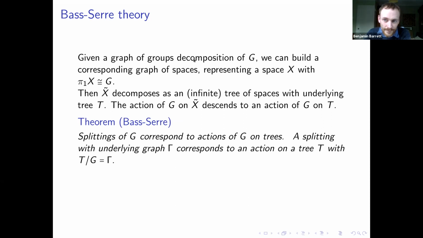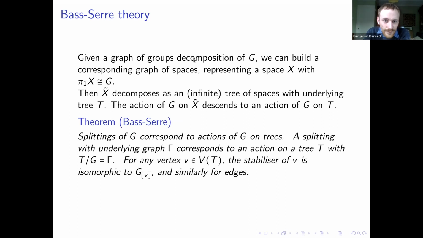And in fact, we can do a bit more. We can work out the group labels that go on the vertices and the edges as well, because for any vertex V of the tree, the stabilizer of V, so that's a subgroup of G, is isomorphic to gamma subscript V, the group that labels the equivalence class of the vertex V. Because V is a vertex of T, there's an equivalence class of vertices, just the orbit of V under the group action. That corresponds by the previous sentence to a vertex of gamma, and the group that labels that equivalence class is the stabilizer of the vertex. So maybe that's a little complicated, but that's the story.